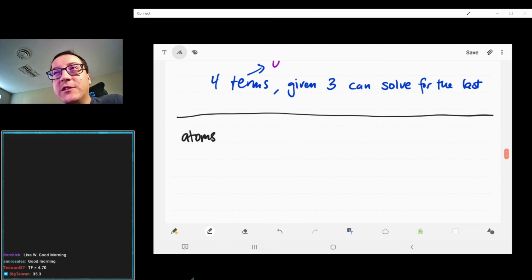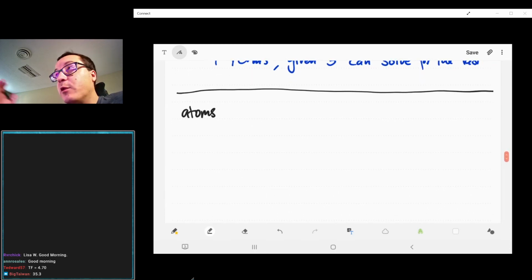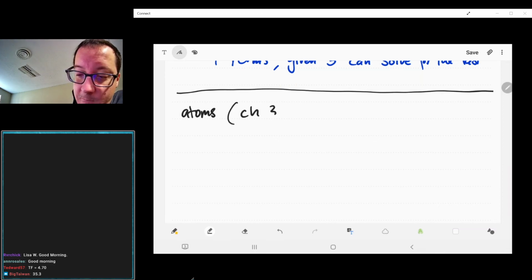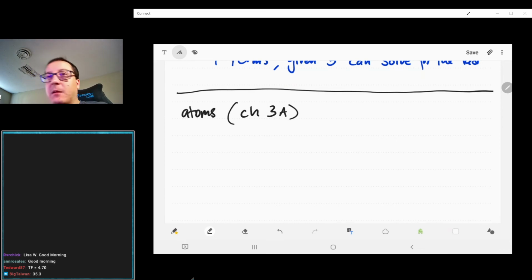But now let's actually start moving away from just general math things and start talking about chemistry. So with that, of course, if there are any questions, throw them up there. We'll go over them. But for now, we'll just keep on chugging. Atoms is going to basically cover chapters 3A, 3B, and 4. But we're going to start with 3A. So we're just going to deal with the basic structure of an atom.